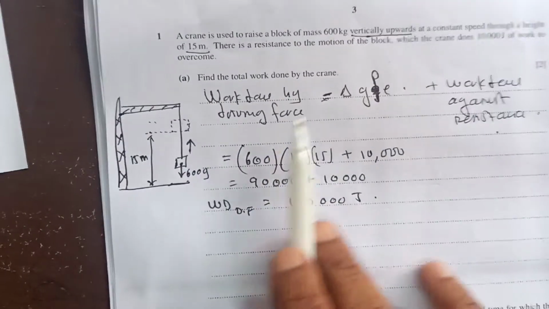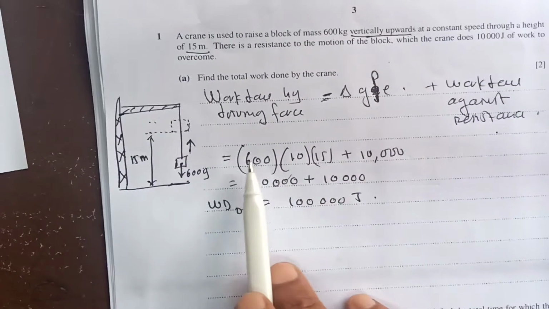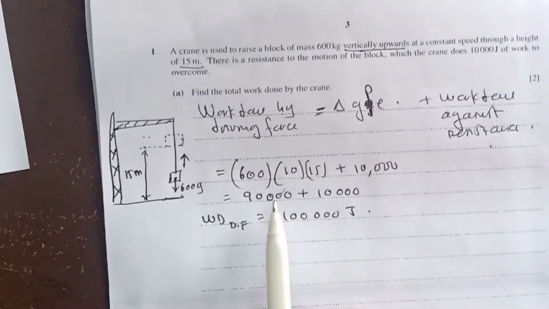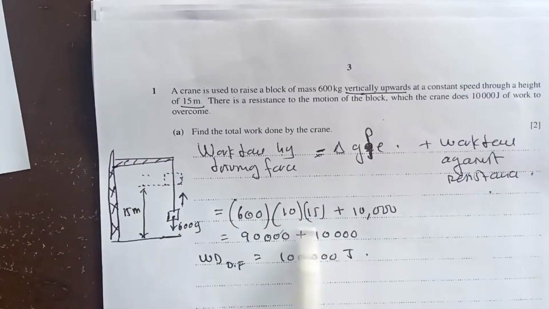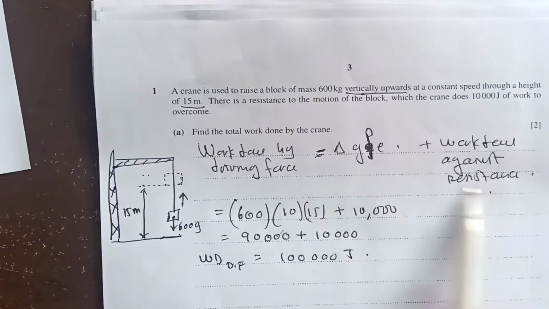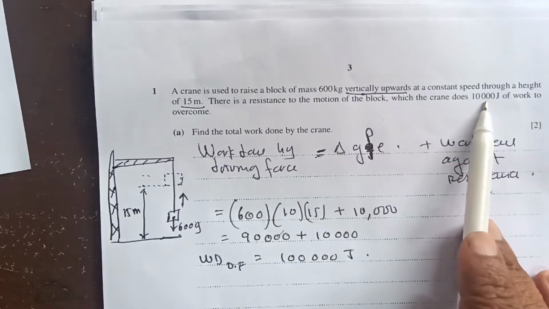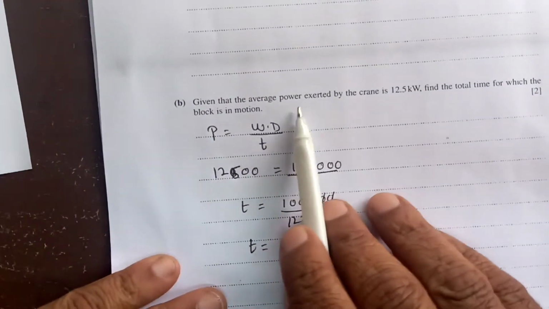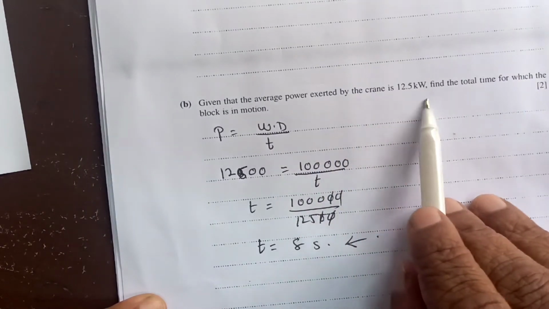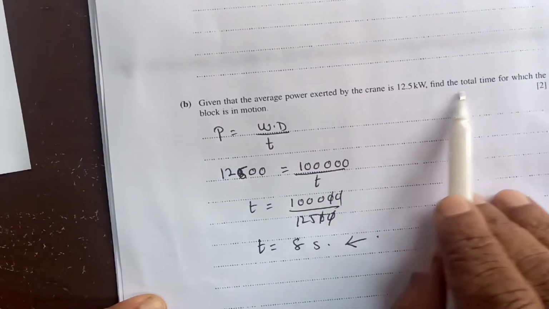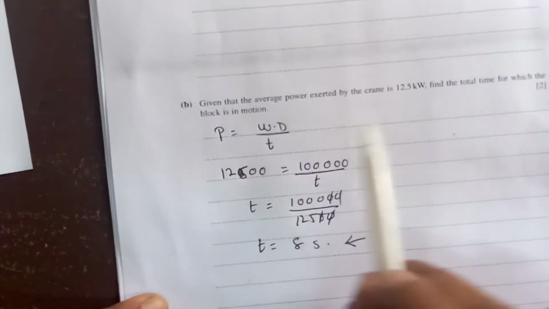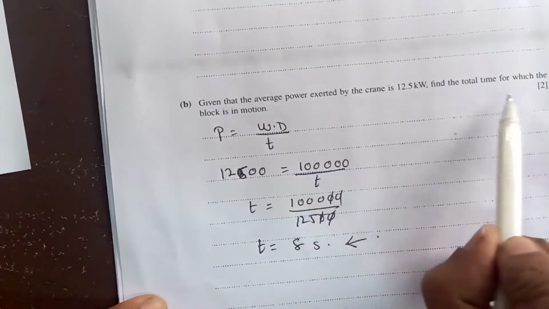Now, gravitational potential energy is mass times acceleration due to gravity, 10, times distance in meters, plus the work done given here. So very easy question. Now the second part: given that the average power exerted by the crane is 12.5 kilowatt, find the total time for which the block is in motion. You are told to find the total time taken.